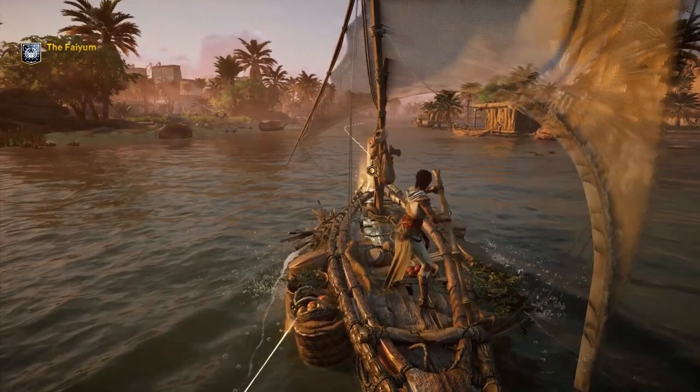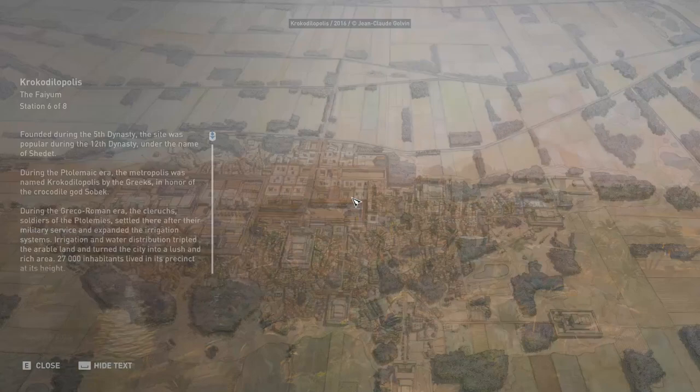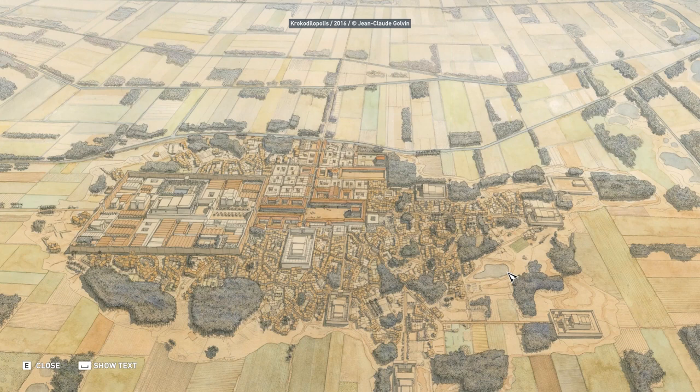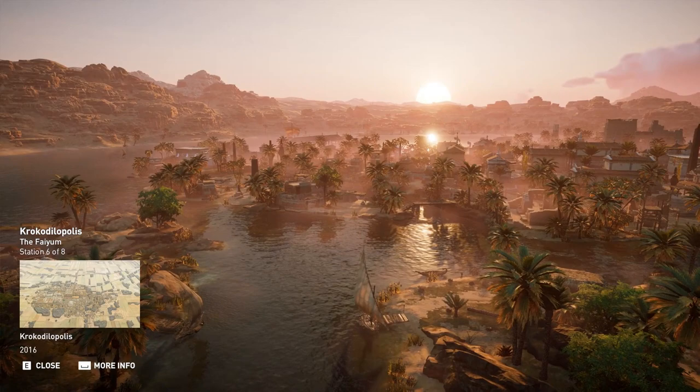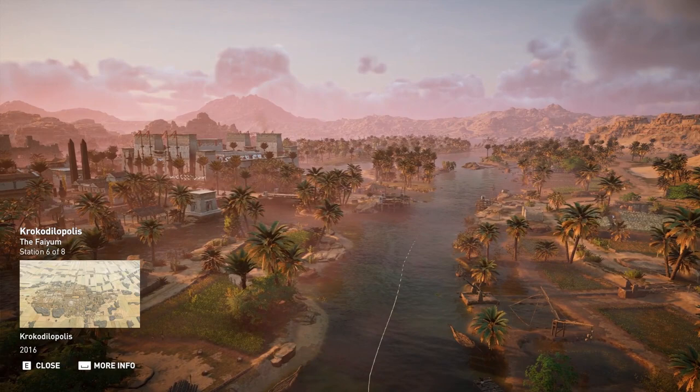Founded during the 5th dynasty, the site was popular during the 12th dynasty under the name of Shedet. During the Ptolemaic era, the metropolis was named Crocodilopolis by the Greeks, in honor of the crocodile god Sobek. During the Greco-Roman era, the Clerux, soldiers of the Ptolemies, settled there after their military service and expanded the irrigation systems. Irrigation and water distribution tripled the arable land and turned the city into a lush and rich area.